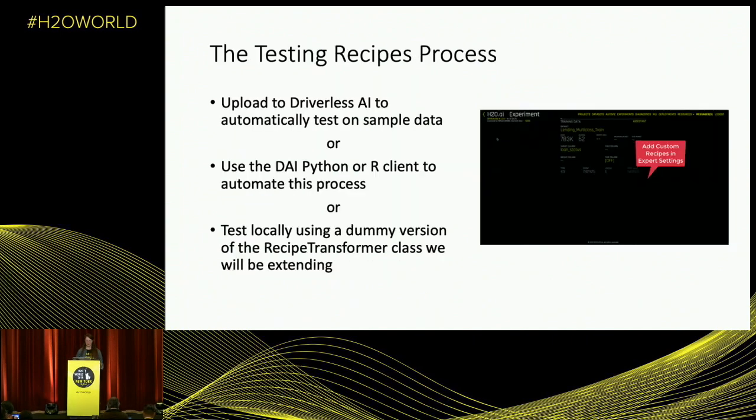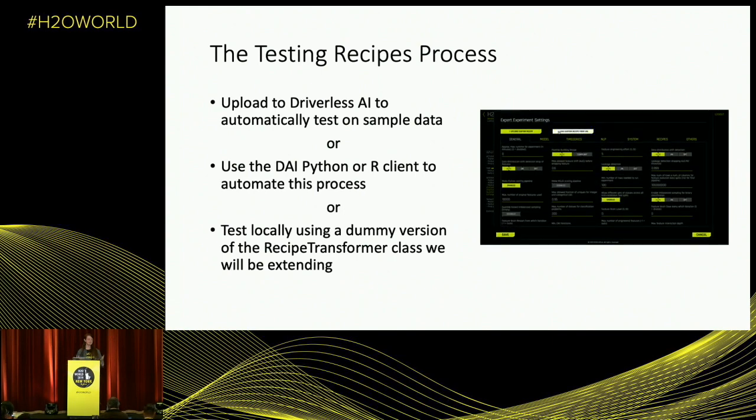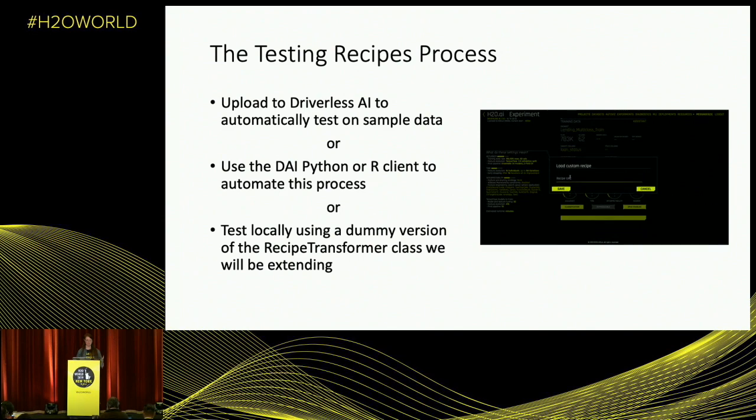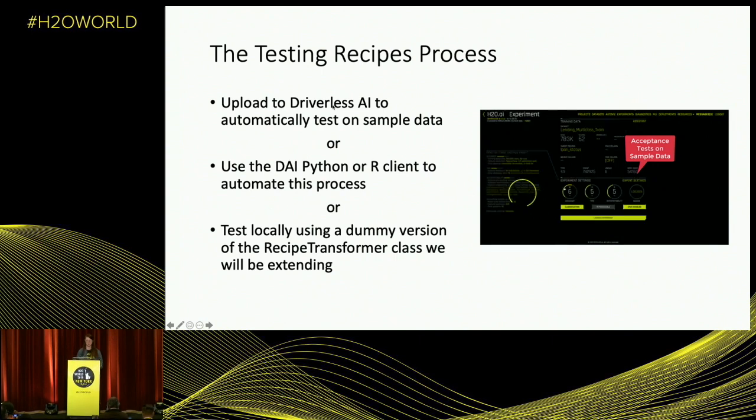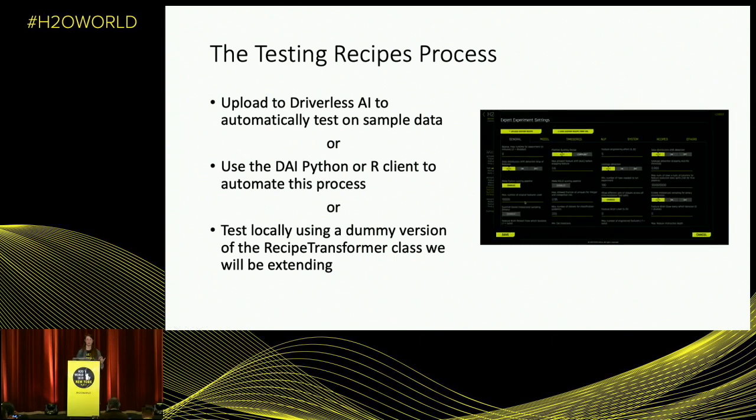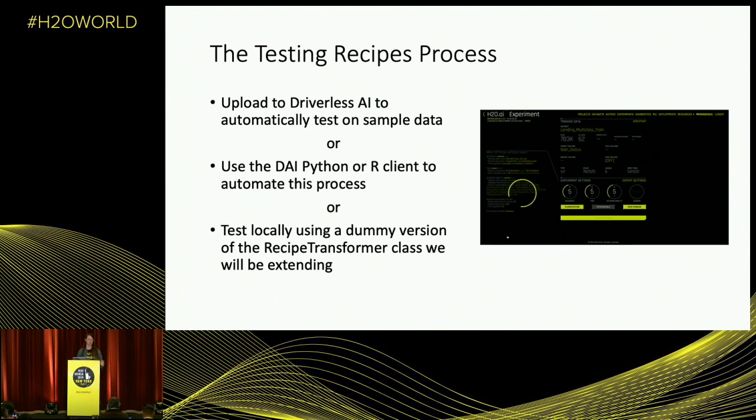One more thing is how to actually test recipes. The easiest way to test if your recipe is working is to upload it to Driverless AI, where we run the acceptance tests, and it will return an error message saying why your recipe didn't work. Maybe it returned fewer rows than it started with, which a transformation can't do. Or there is some other issue. Maybe you're writing a model which uses PyTorch and it wasn't able to install it, or something like that.